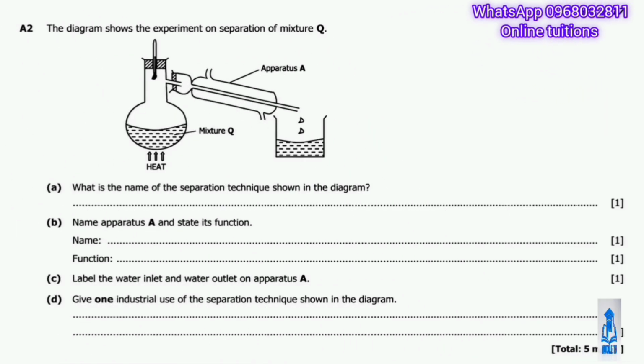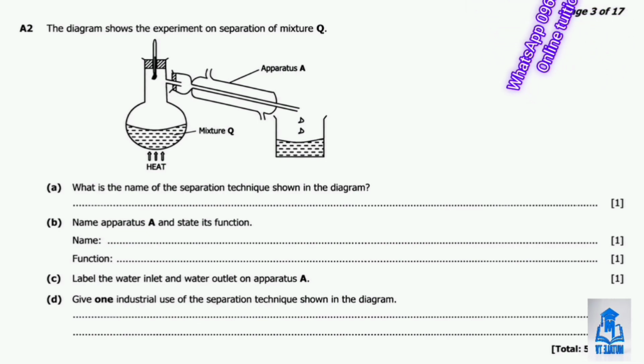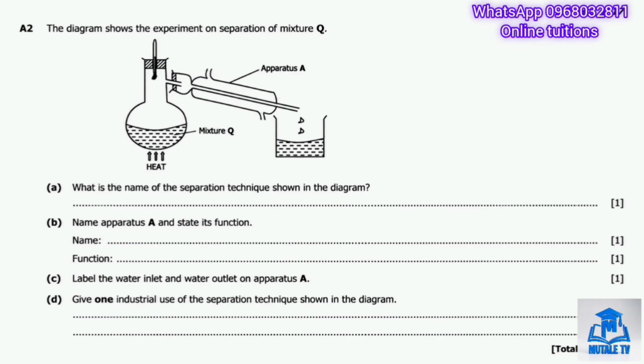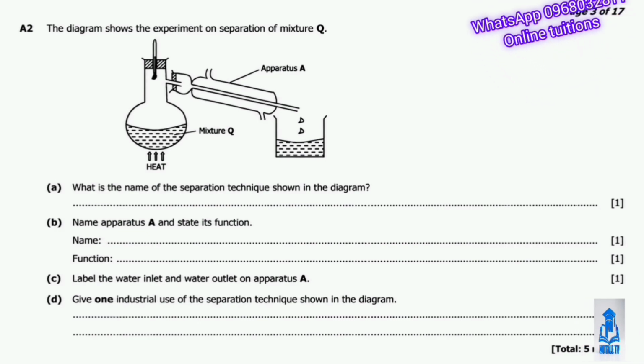So question 2A2 shows us a diagram of an experiment for separating mixture Q, where the mixture is heated and passed through an apparatus before being collected. Part A asks for the name of the separation technique shown in the diagram.